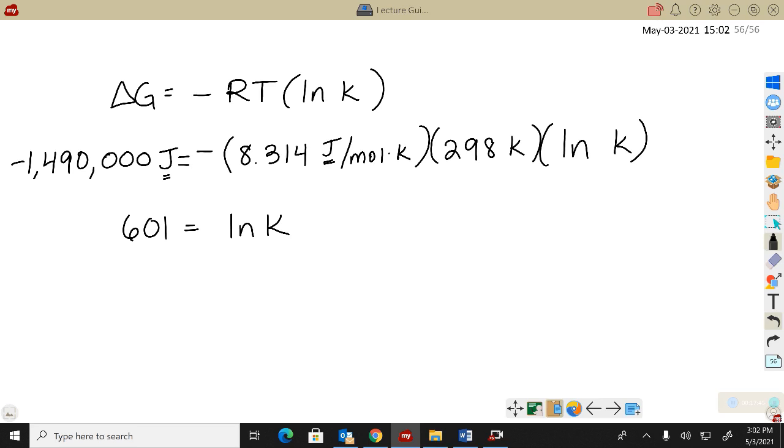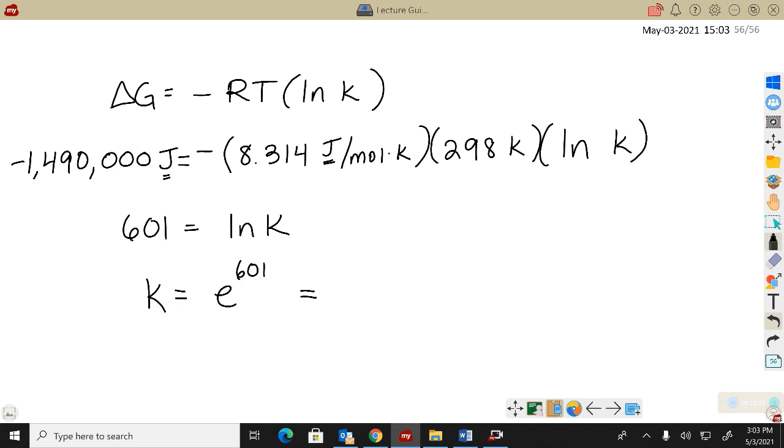And now to get rid of the natural log, when was the last time you hit the e to the x button on your calculator, right? Sounds kind of fun. So now I can say that K equals e to the 601st power, which if I plug that in my calculator, I get an error. Great. So what if I just try something here? What if I go e to the 201st power? Okay, so I get a value for that.